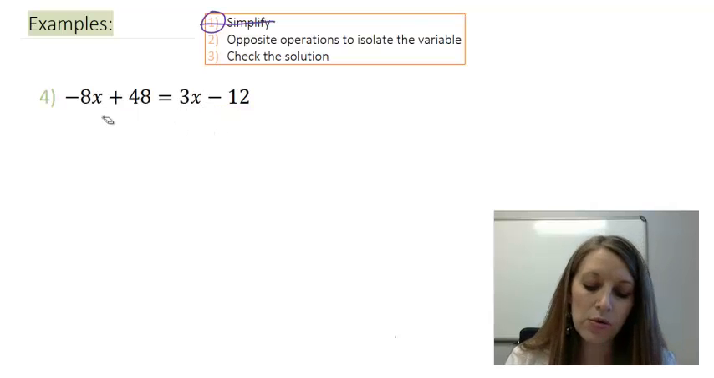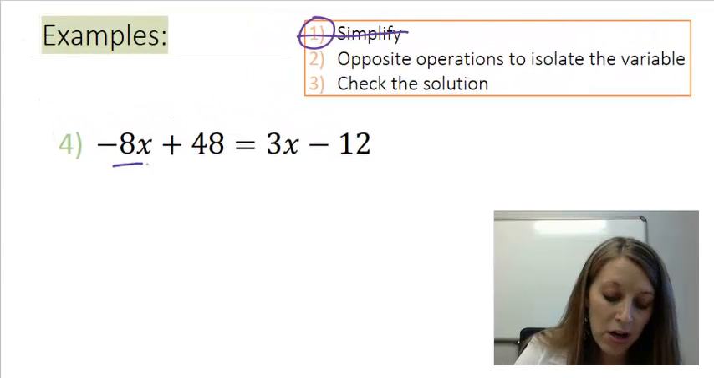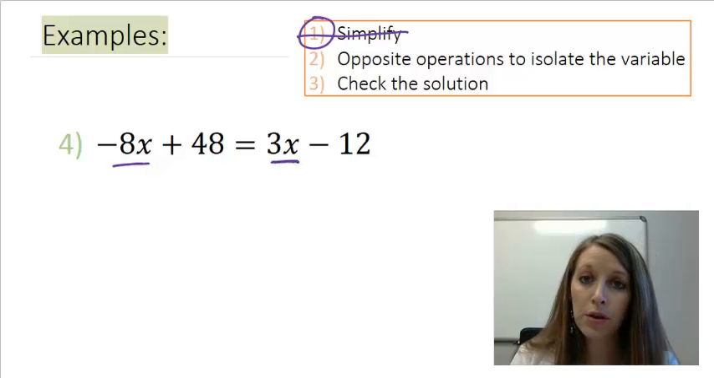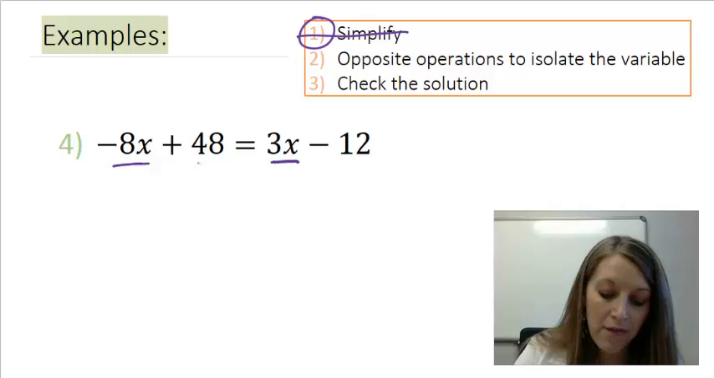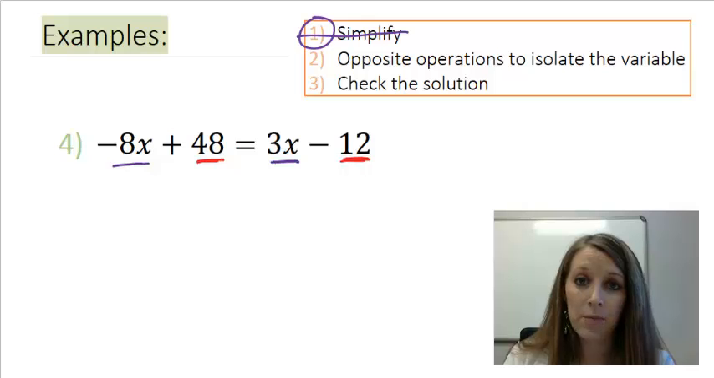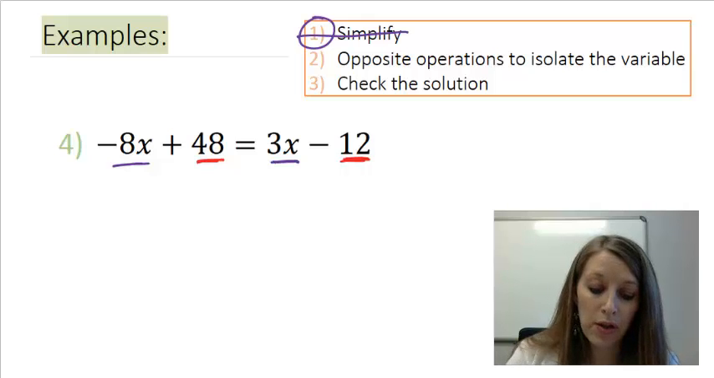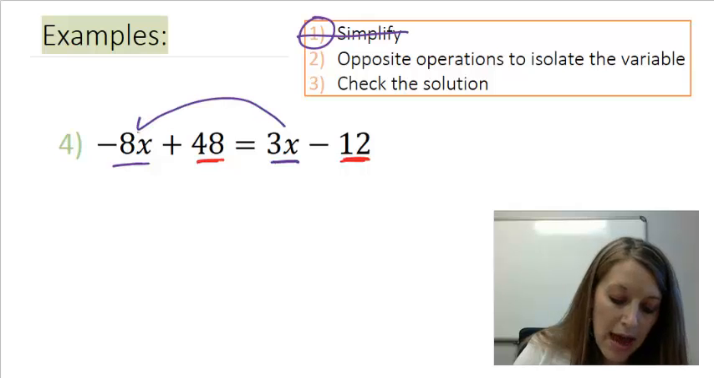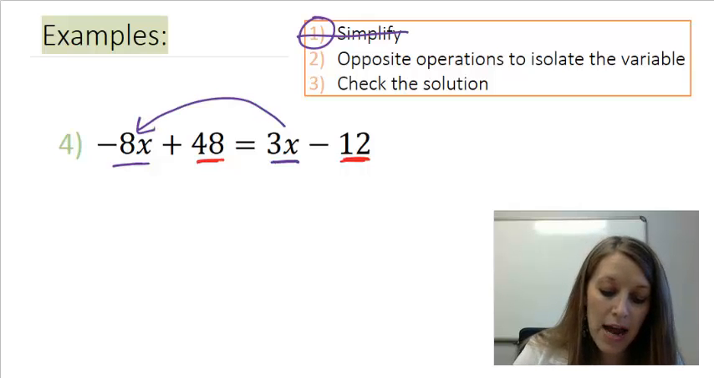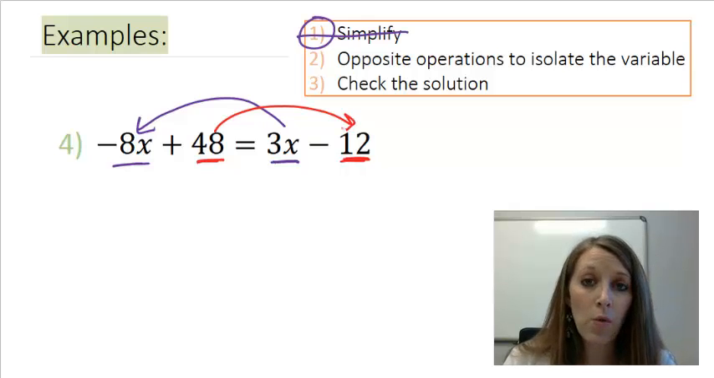Now I need to use opposite operations to isolate my variable. Notice I have a variable here and a variable there, so I need to put those together. And I have a constant term here and a constant term there, so I need to put those together. Now this is how you can start this problem in different ways. My tendency is to move my variables to the left, so that means I would move my 3x to the left, and to counteract that, I would move my constants to the right. But that's not the only way I can start this problem, and I'll show you the other way here in a minute.